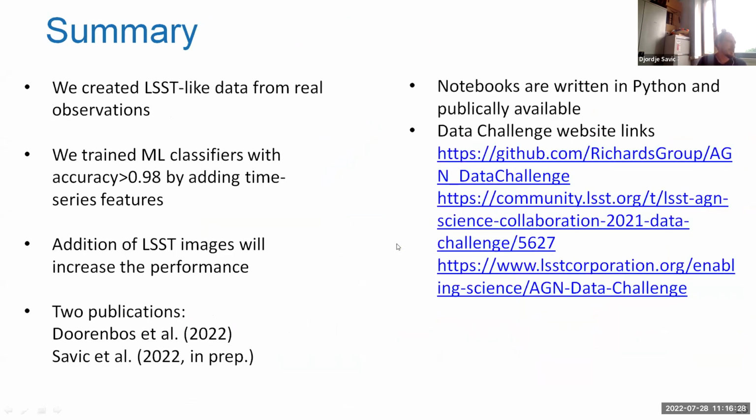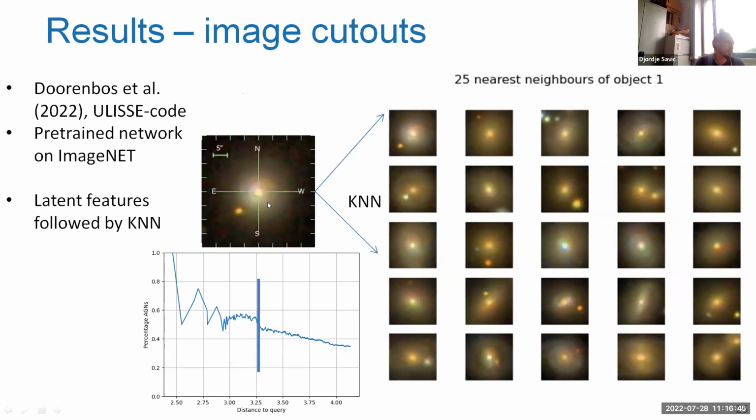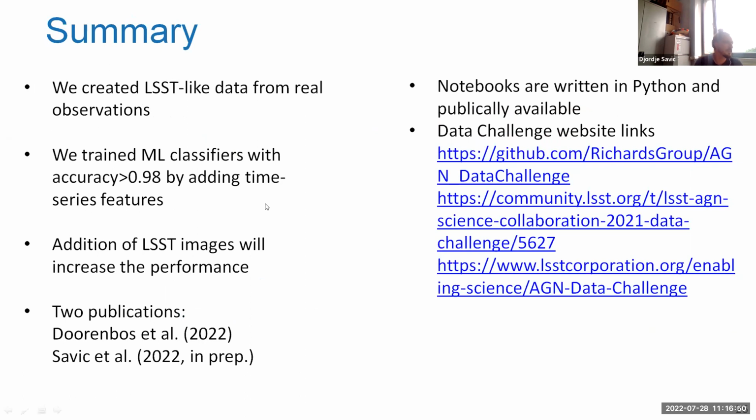To summarize, we started with LSST-like data pulled from different archives. We trained different versions of machine learning classifiers, achieving very high accuracy. We know for sure that images of higher quality are definitely required in order to utilize convolutional neural networks. There will be two papers: one has been submitted, and the other will be submitted soon.